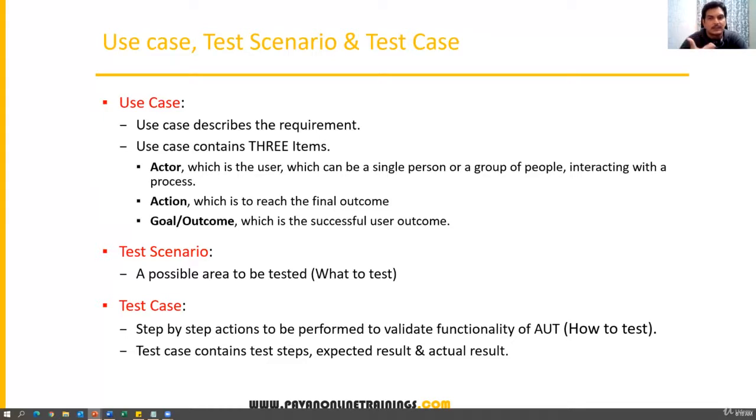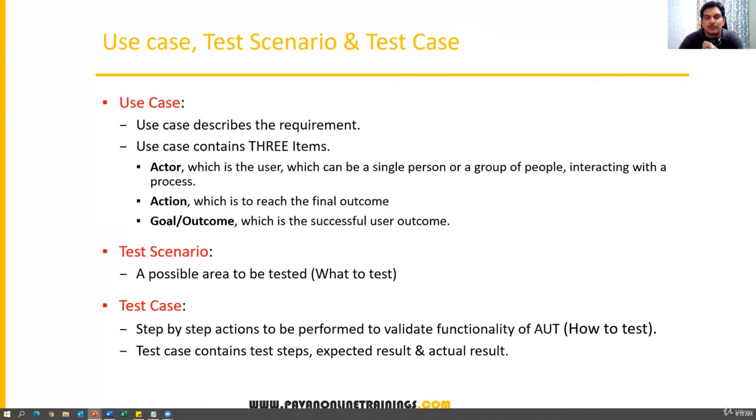Whereas a test scenario is an area where exactly we have to conduct testing. It basically describes what to test, and a test case describes how to test. So what to test and how to test. A test case is basically the step by step actions to be performed to validate the functionality of the application under test. Whatever application we have and whatever functionality we have to test, we will go step by step and perform step by step actions on the application. That is called a test case. So a test case contains multiple steps which we have to perform to validate the functionality of the application.